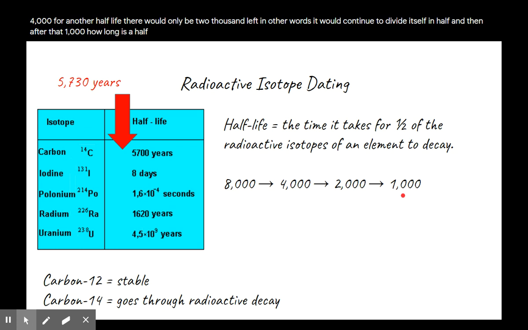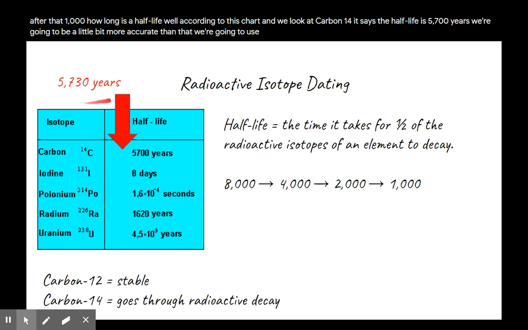How long is a half-life? Well, according to this chart, if we look at carbon-14, it says the half-life is 5,700 years. We're going to be a little bit more accurate than that. We're going to use this number: 5,730 years is the half-life of carbon-14.